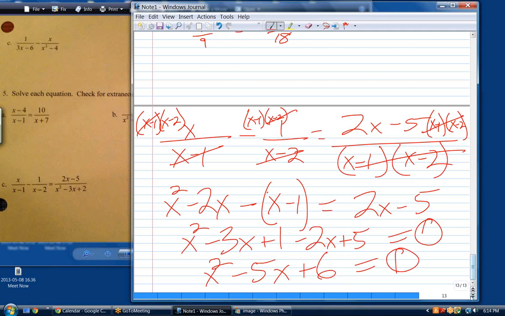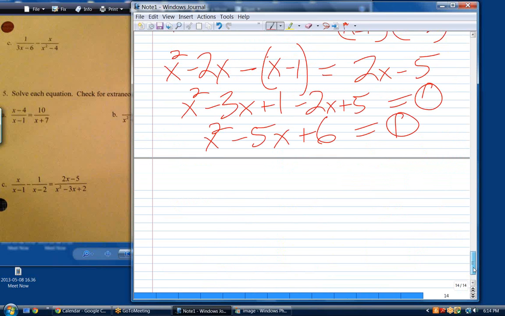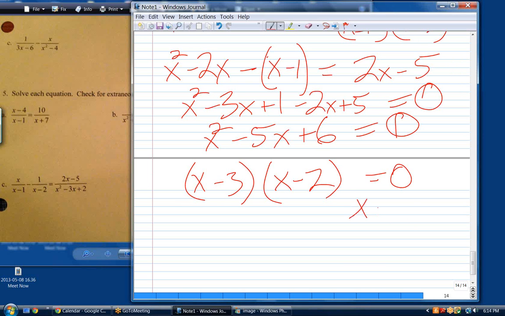Back through that. Minus 3x minus 2x is minus 5x. That would be x minus 3 and x minus 2. So x is equal to 2 or x is equal to 3. Which one of those presents a real big problem?